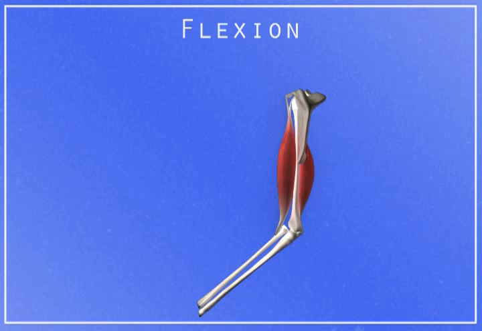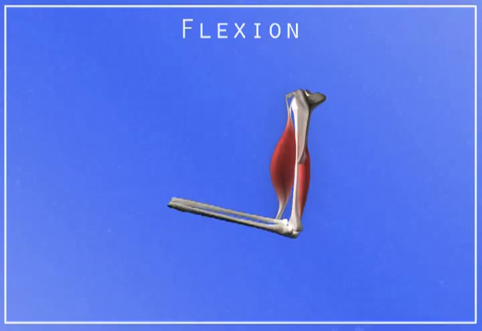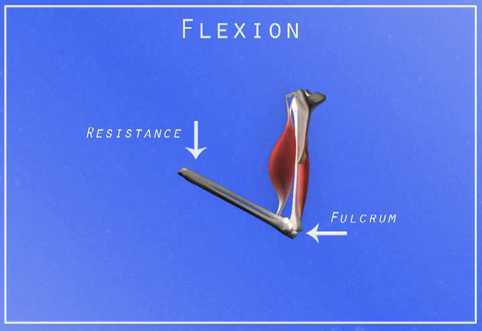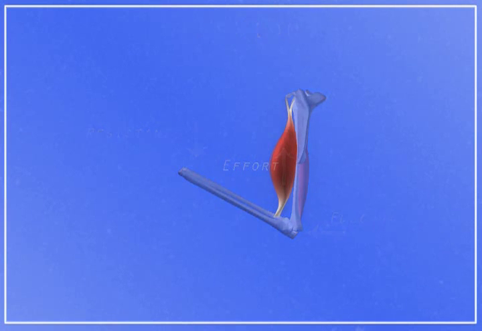Flexion decreases the angle of the joint and brings the articulating bones closer. The weight of the arm or something held in the hand is the resistance. The elbow joint is the fulcrum, and the contraction of the biceps brachii muscle is the effort. Most of the limbs of the body are articulated by third-class levers.